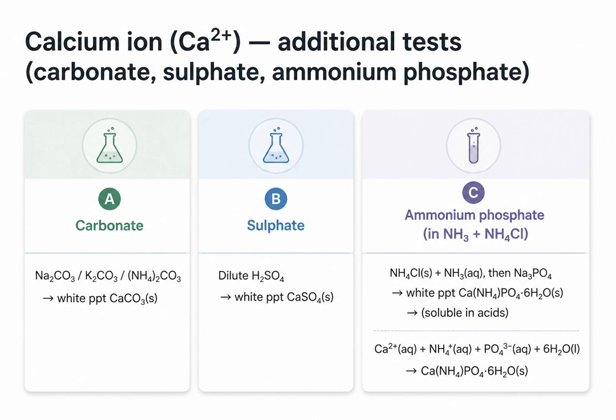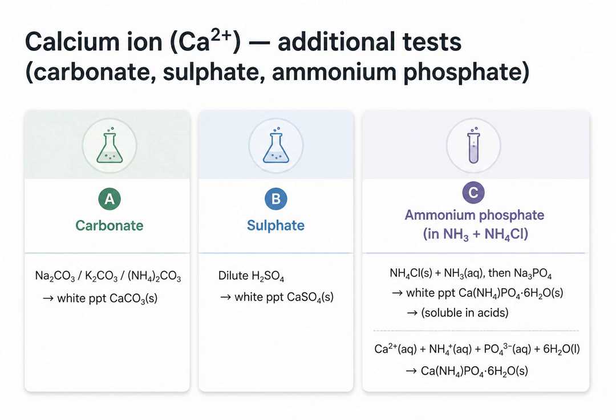Calcium has a few more useful reactions. With carbonate ions, calcium forms a white precipitate of calcium carbonate. With dilute sulfuric acid, calcium gives a white precipitate of calcium sulfate. This is important because it hints at why sulfuric acid behaves differently with some group 2 metals.